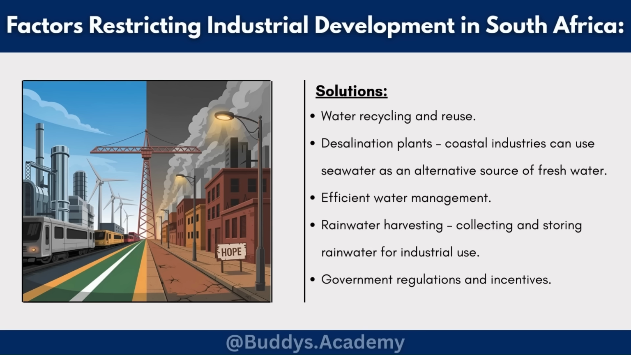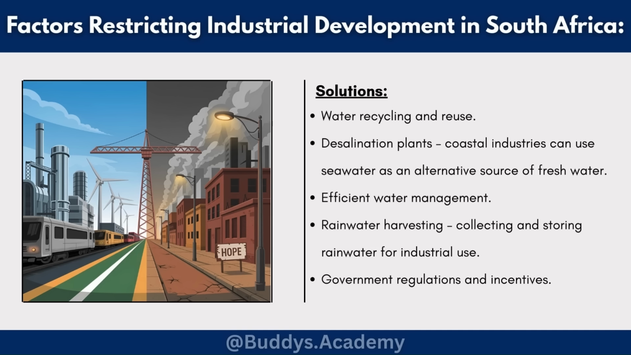Firstly, it's going to be water recycling and reuse. So industries can treat and reuse wastewater to reduce the freshwater demand. Your desalination plants, so your coastal industries can use seawater as an alternative source of freshwater. But remember, when we're talking about desalination, right, we're talking about removing the salt content from our ocean water, but that is a very expensive process. So I don't think that's very viable for South Africa.